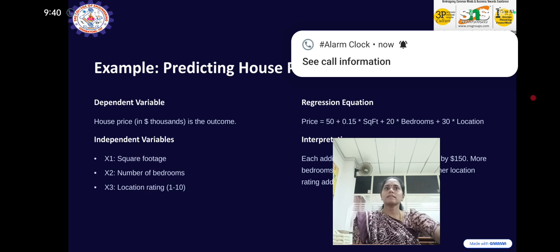Every additional square foot increases the house price by rupees 150. Each extra bedroom increases the price by rupees 20,000. Each point increase in the location rating adds rupees 30,000 to the price.